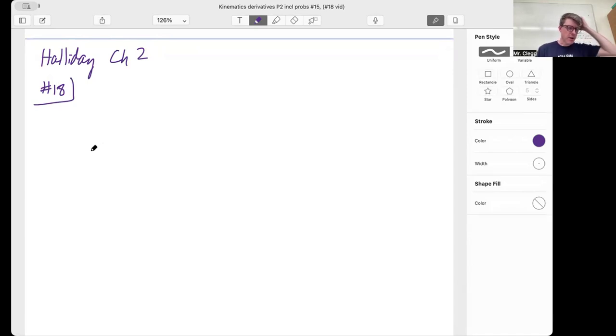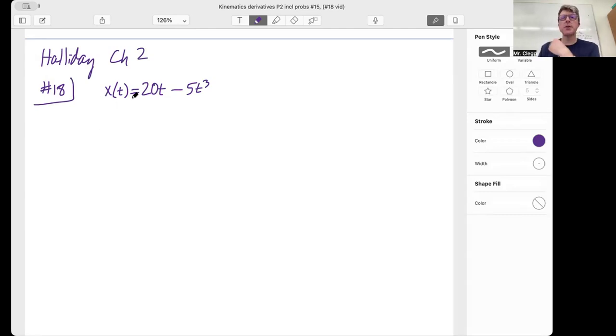If the position of a particle is given by x as a function of time, I'll just write that, even though it doesn't say that in the book. Position as a function of time is given by 20t minus 5t cubed, where x is in meters and t is in seconds, so we got good units in there. When, if ever, is the particle's velocity zero?